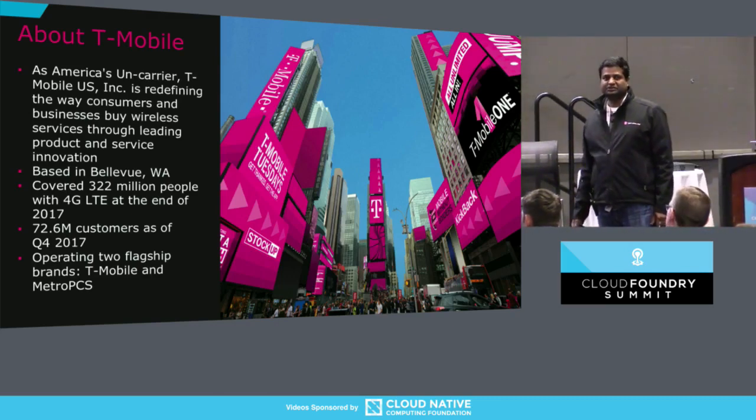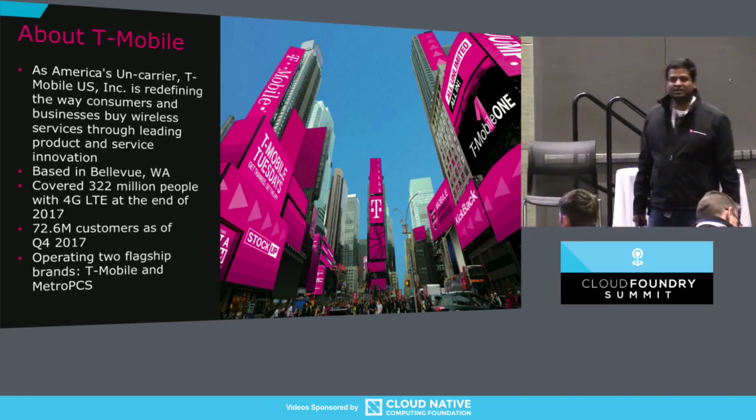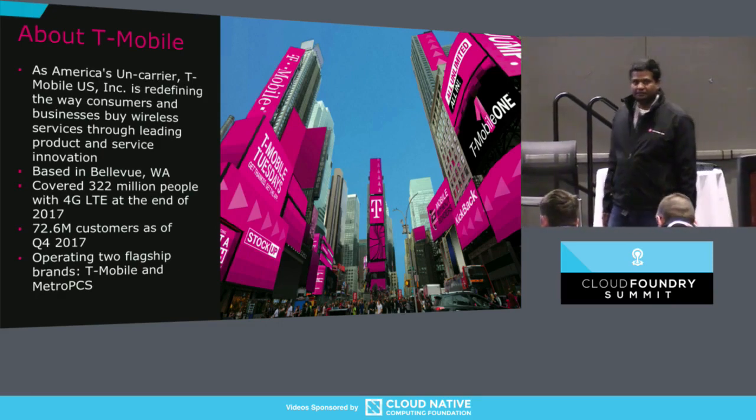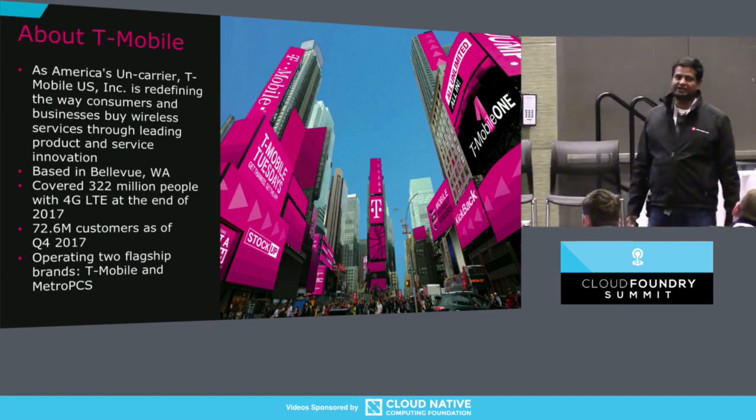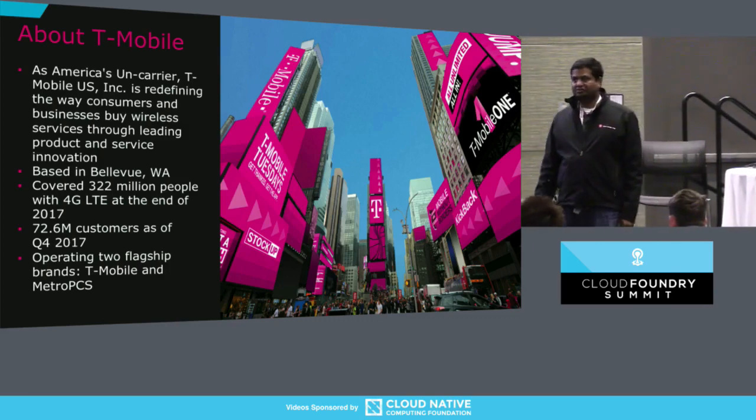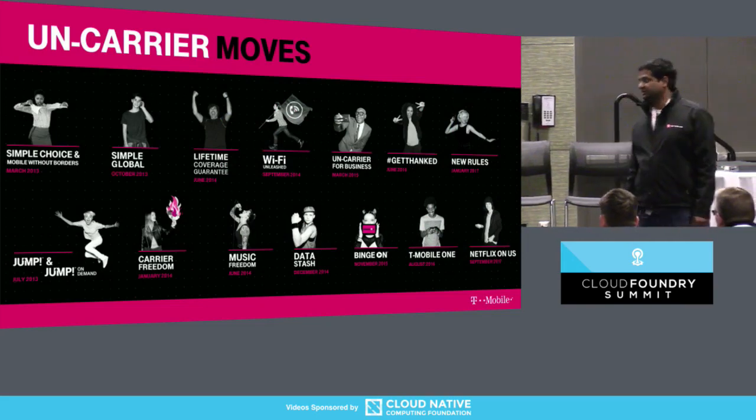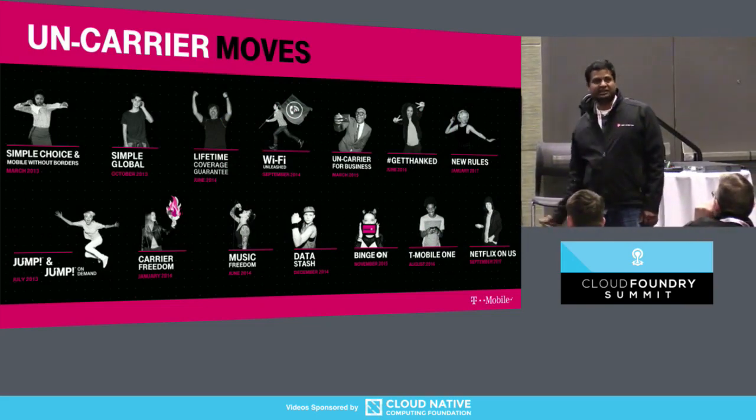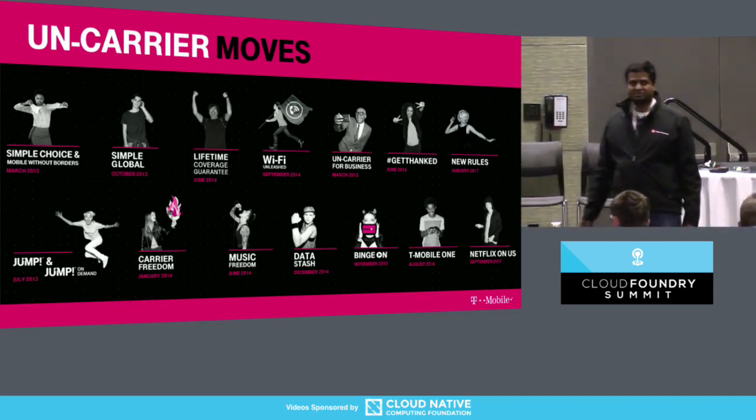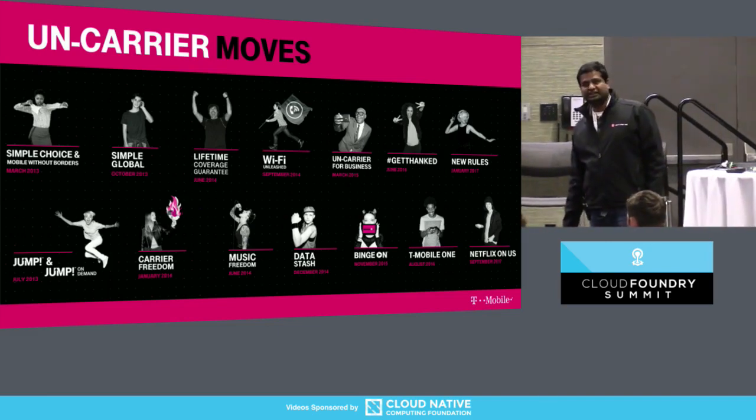So what is T-Mobile doing? T-Mobile, like you said, Un-carrier, is redefining the way customers and businesses subscribe to wireless services. And how are we doing? We have been redefining the way carriers provide wireless services, and we have been doing so through our various Un-carrier moves, as our famous CEO, John Legere, calls them. These are the various Un-carrier moves that we provide to the customers that either solve their pain points or give them the features that they really need.